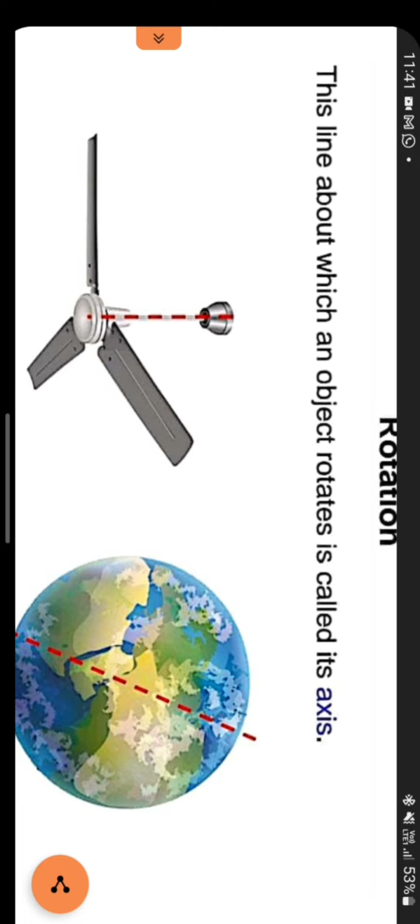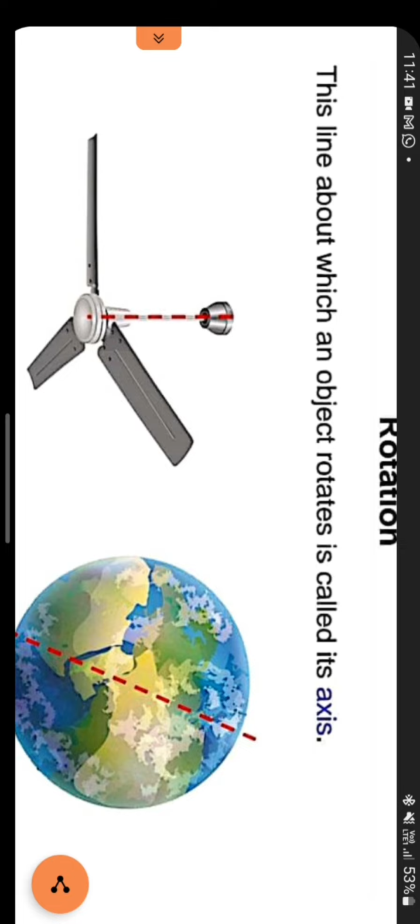Here it is telling us that the line about which an object rotates is called its axis. So the question is, write down in the copy: what is the imaginary line or the axis of an object? What you will write down is: the line about which an object rotates.